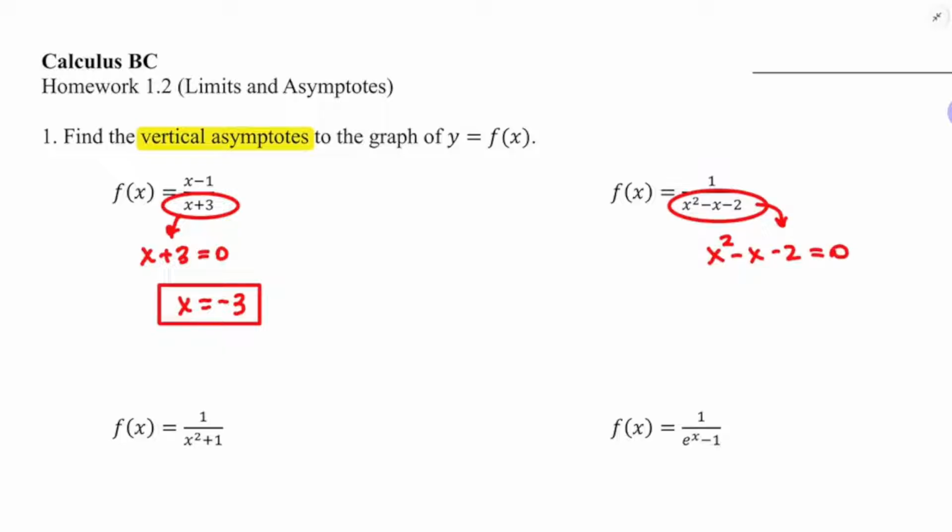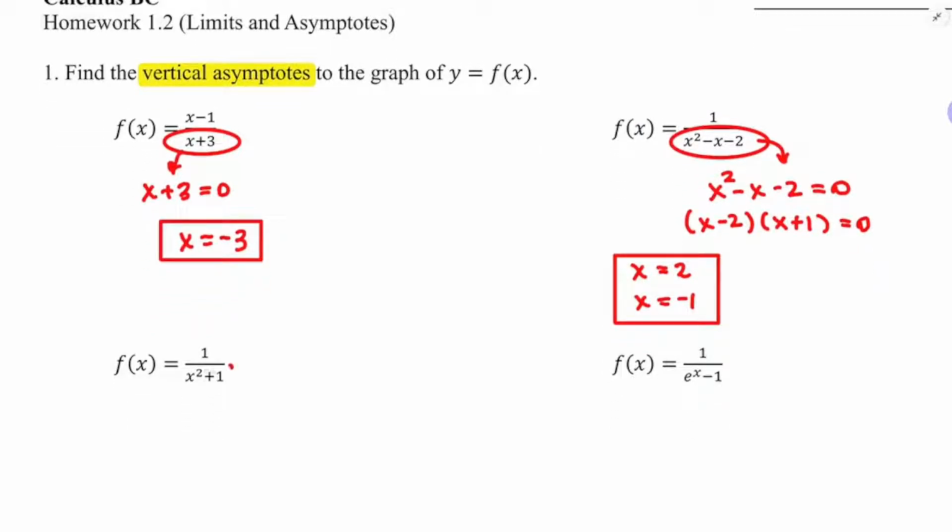Okay, this is a second degree polynomial, so we're going to have to try to factor it. We're going to look for two numbers that multiply to negative 2 and add to negative 1. I'm going to get x minus 2 multiplied by x plus 1 equaling 0. And so that would happen if x was equal to 2 or if x was equal to negative 1, and these will be the equations of the asymptotes.